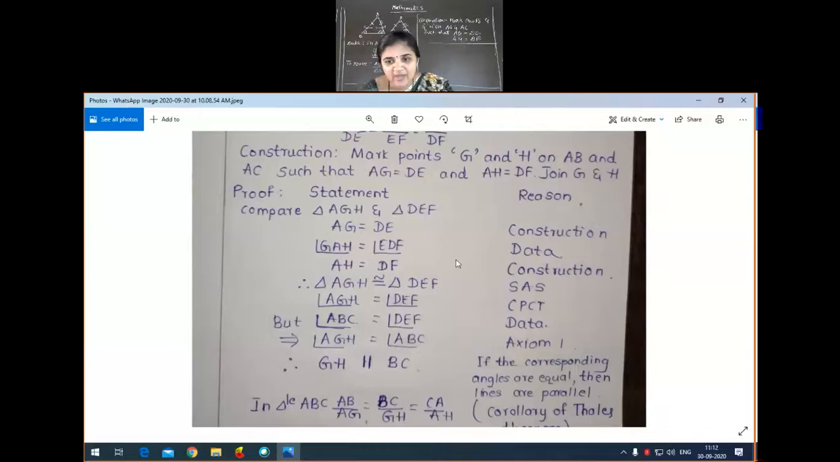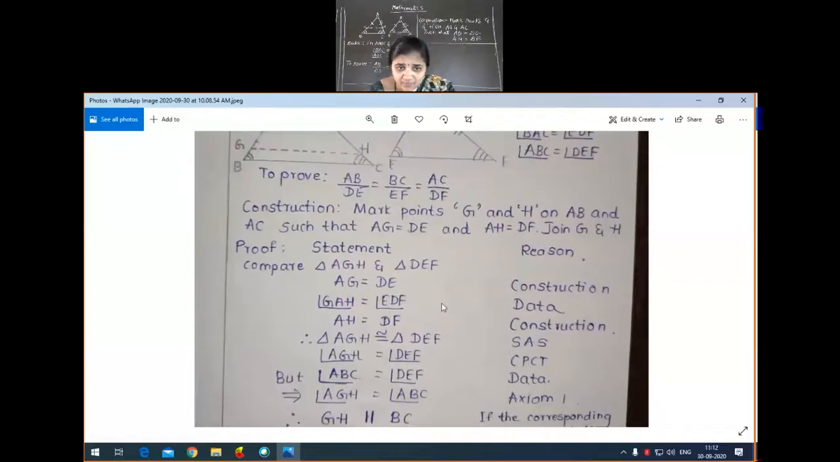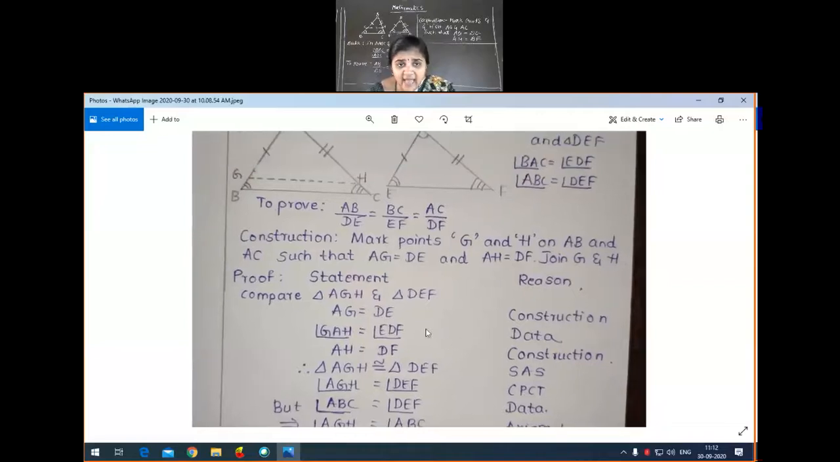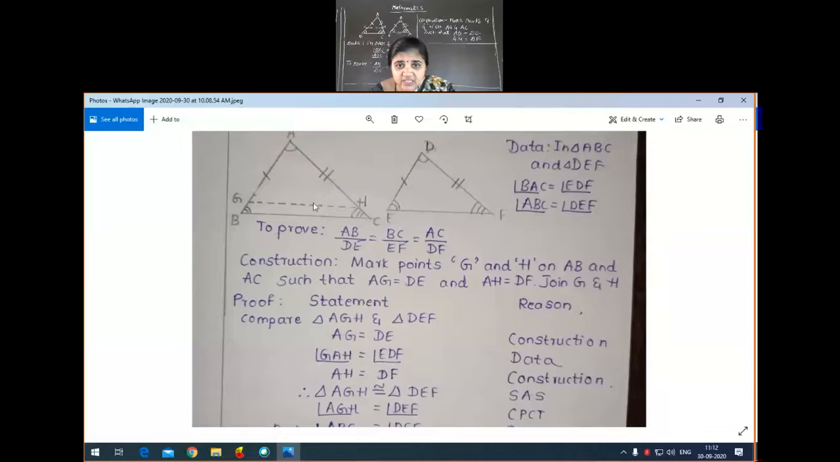Now, you all know CPCT: corresponding parts of congruent triangles are equal. So, using that, we can write by CPCT that angle AGH is equal to angle DEF. Now in CPCT we took AGH is equal to DEF.